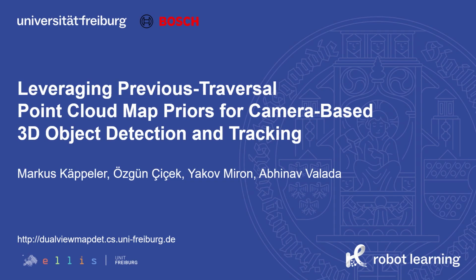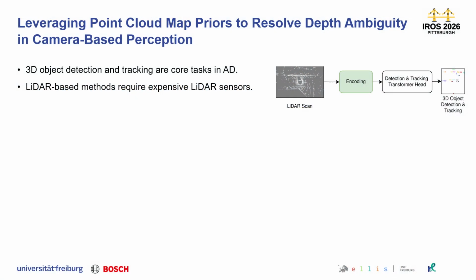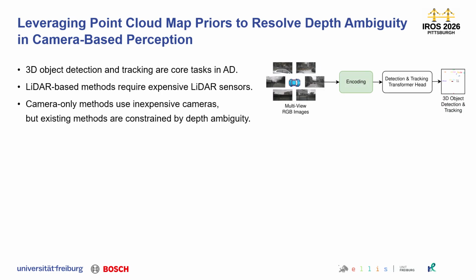We present leveraging previous traversal point cloud map priors for camera-based 3D object detection and tracking. 3D object detection and tracking are core perception tasks in the autonomous driving pipeline. While LiDAR-based methods achieve impressive performance by leveraging precise 3D geometry and metric depth, they require expensive LiDAR sensors. This motivates camera-only methods that use inexpensive cameras. However, they are fundamentally constrained by depth ambiguity.